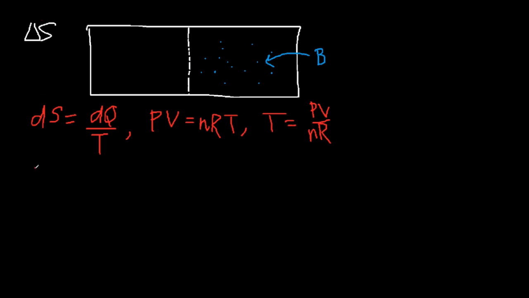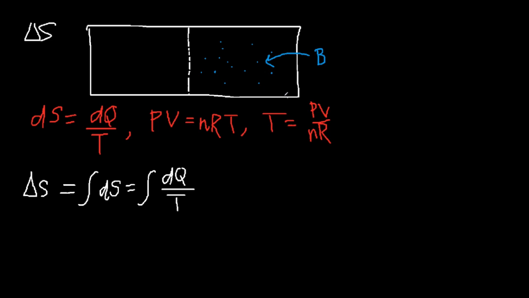So we want to find the total change in entropy, which is going to be our delta S. And delta S is just going to be an integral of infinitesimally small dS's. We can solve for that as an integral of differential changes in heat over our temperature.